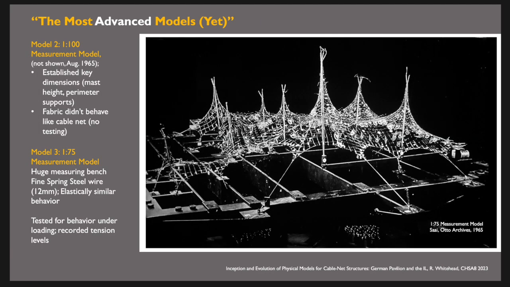So the next model that they made was at a 1 to 100 model. It's not shown here. The purpose of that particular model was to establish the key dimensions, as it says here, of the mast height, the mast location at the base, the location of the perimeter supports, okay, and then the overall general form of the structure. They did this because they had to be pouring the foundations really soon. So in order to pour the foundations, they'd need to know how tall that mast was, even what angle that mast could be at in order to get this double curvature. So these are your most basic parameters of the whole project.